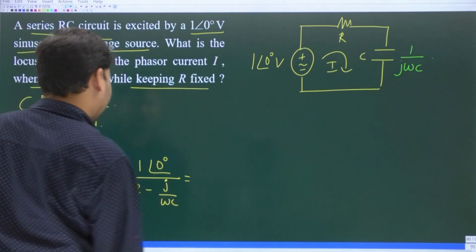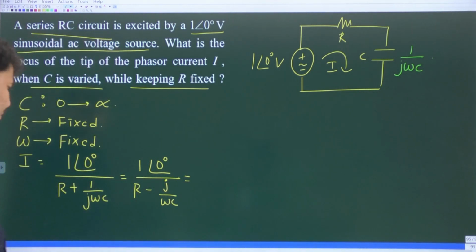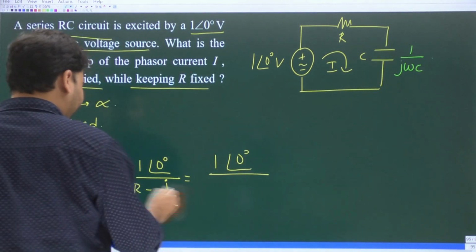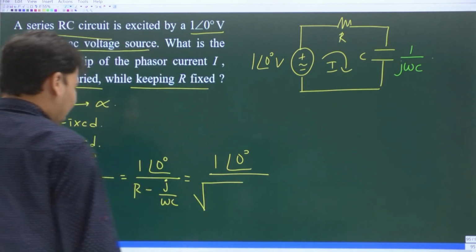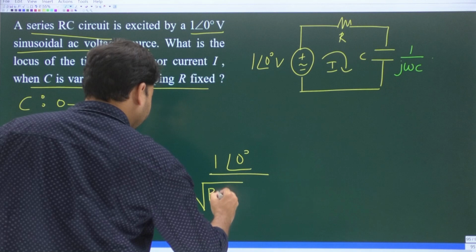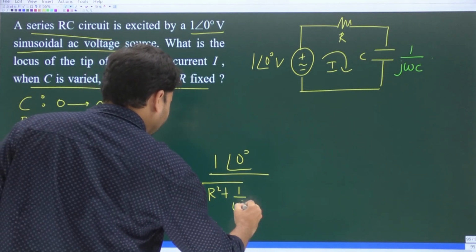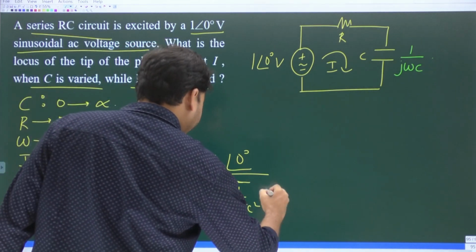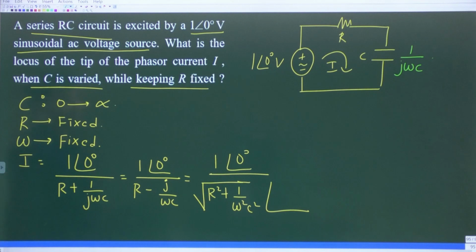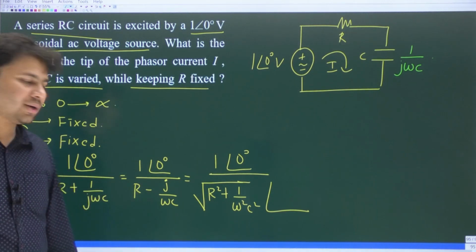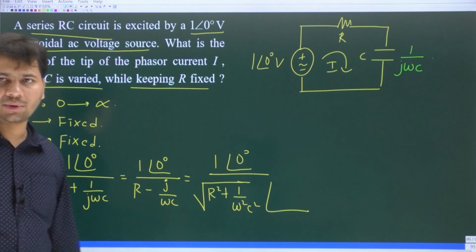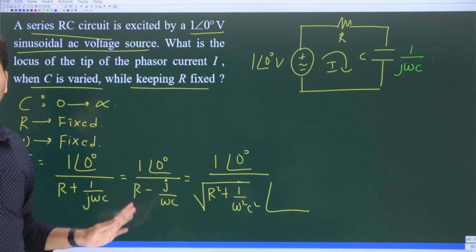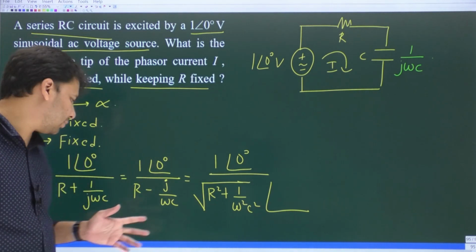Now let us express this current in proper polar form. Look at this. 1 at an angle 0 degrees. What is the magnitude of the denominator complex number? Square root of R square plus 1 by omega square C square. And then the angle. Angle is tan inverse imaginary part divided by the real part. If you look at the denominator complex number, the real part is R, which is always going to be positive. Value of resistance is always positive.